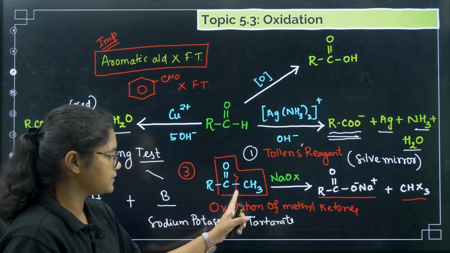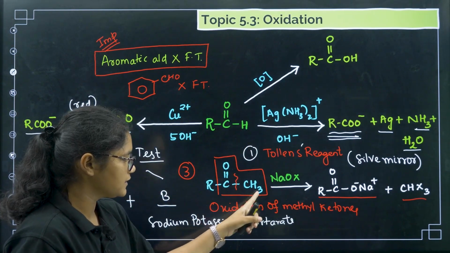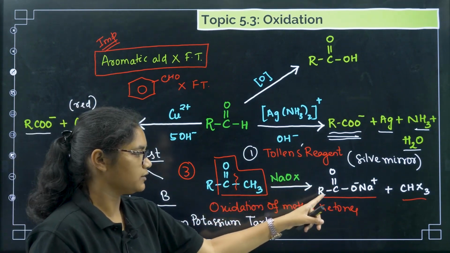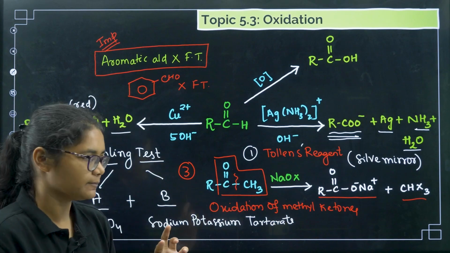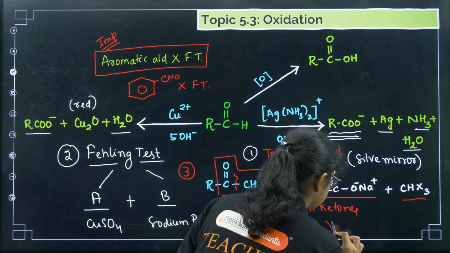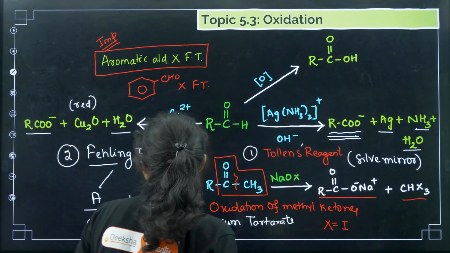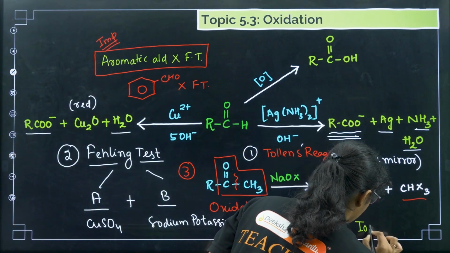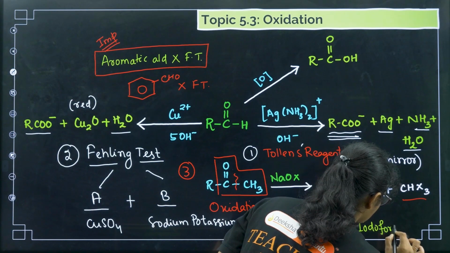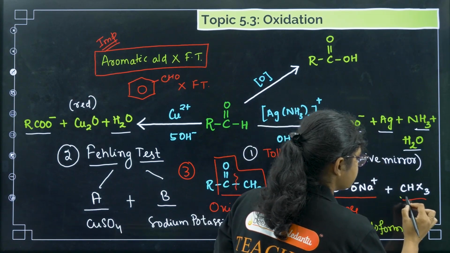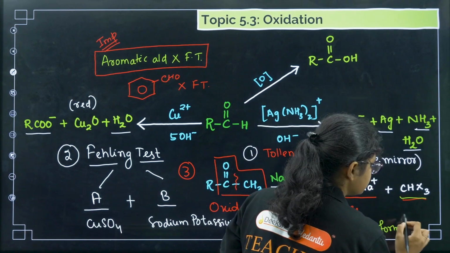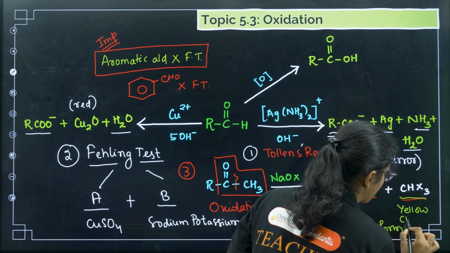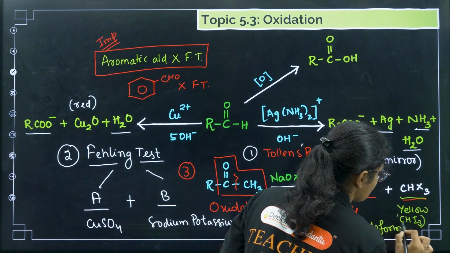So here this bond breaks, this gives you CHX3, and this part converts to acid to give you the sodium salt of carboxylic acid. Now generally we take X equal to I. If X is iodine, then this reaction is called the iodoform reaction. Iodoform reaction means we will get CHI3, called iodoform, which is yellow in color.